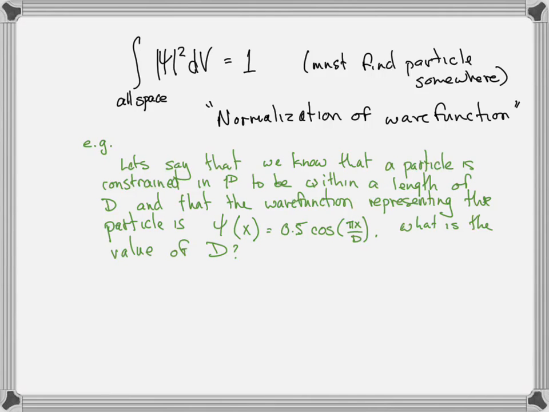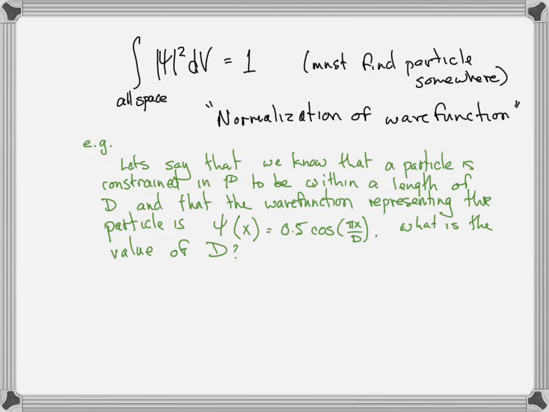Okay, just as an example, let's say that we know that a particle is constrained in one dimension to be within a length of d, and that the wave function representing the particle is, as given, psi(x). This is just an arbitrary function, just throwing out here, 0.5 cosine(pi x over d). What is the value of d? We're just pretending that's the wave function that represents the particle. What is the value of d?